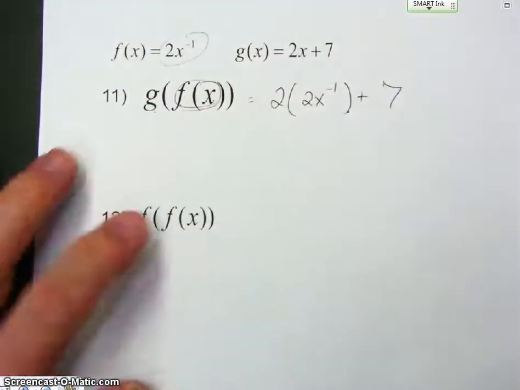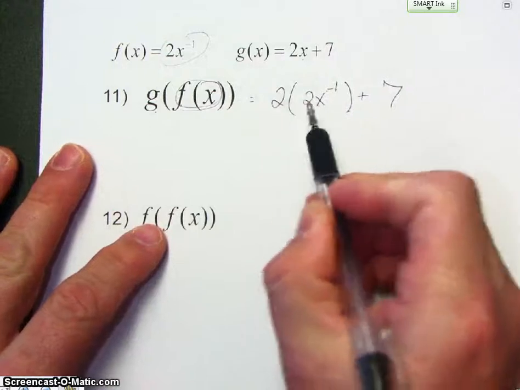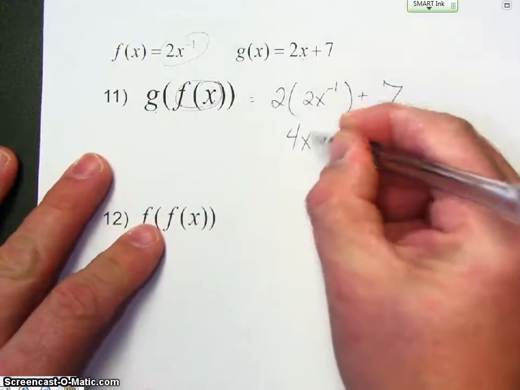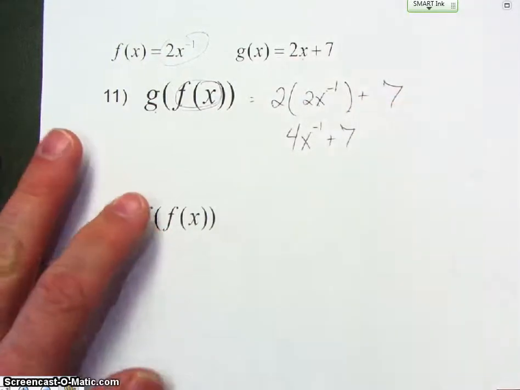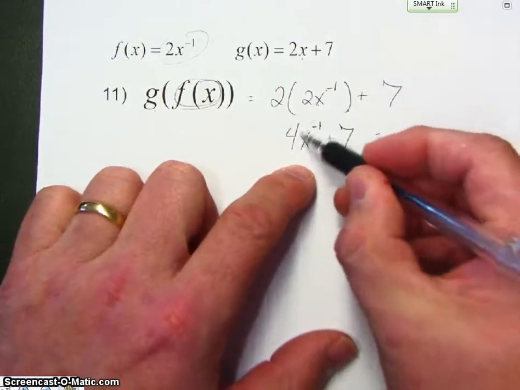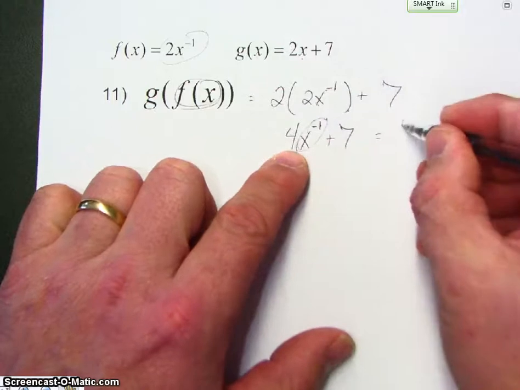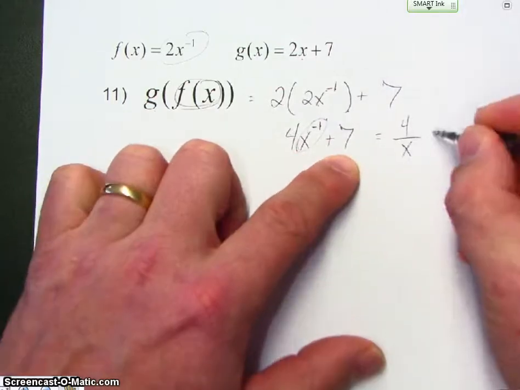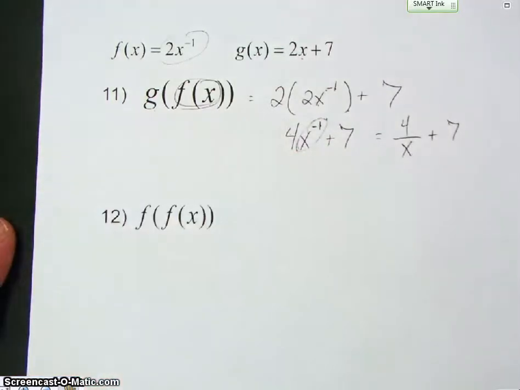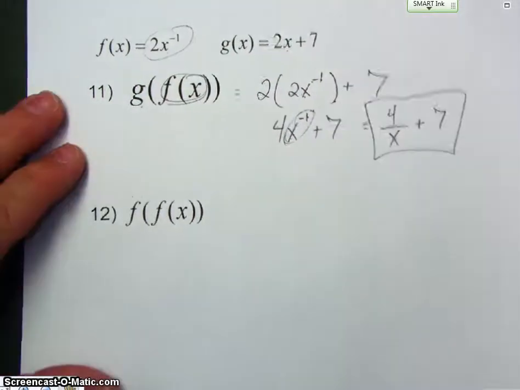And now I simplify. So now this -1 just goes with the x. That means I can take 2 times 2, so that's 4x to the -1 plus 7. All right, well, x to the -1, this one only has the negative exponent. So this right here, I have to take the reciprocal of. 4 stays, x goes to the bottom, and plus 7. All right, and there you go. It's not the prettiest of things, but still, that's what they want.